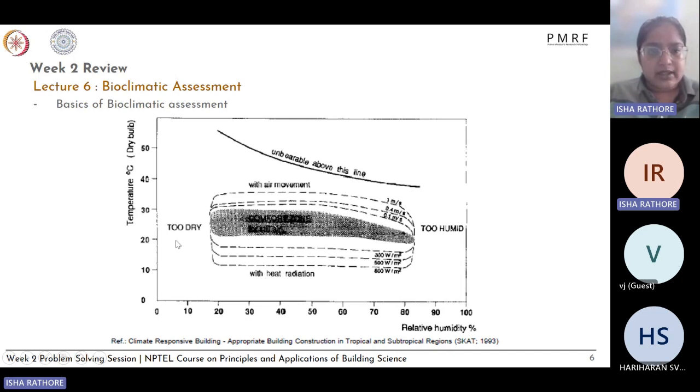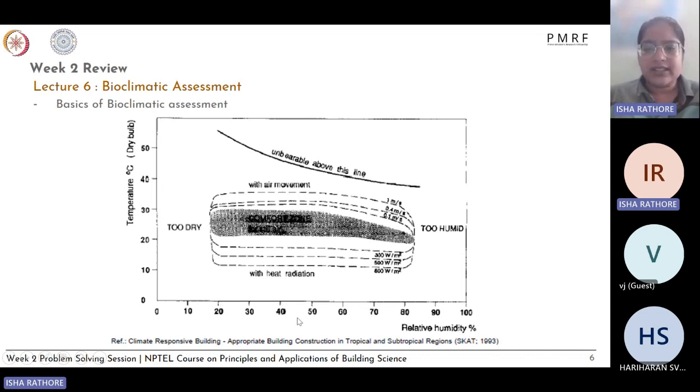That is, it's between the temperature of 20 to 30 degrees centigrade dry bulb temperature, and between the relative humidity of 20 to 80%. And this is again within the wind speed of 0.1 meter per second. So if we increase the wind speed, the comfortable zone also increases. Even though the temperature is high, because of wind speed, the effect is mediated. So this is the adaptive nature of human thermal comfort. With wind speed also it increases.